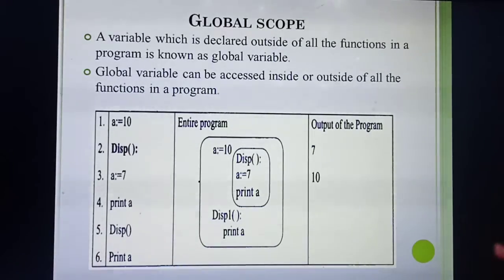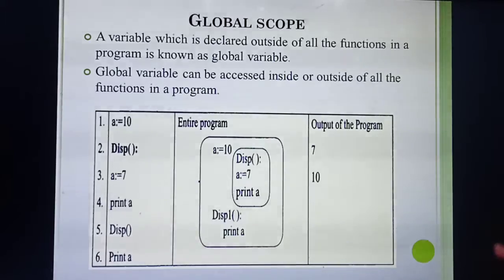Listen carefully. Once you are running the program, always the function only will get executed first. Okay, that means the innermost function. So what's the innermost function's value? First, what's the function? disp of. Inside it the value of A is 7. Print A. So what's the value of A at first, 10 or 7? Inside the function, it means 7.